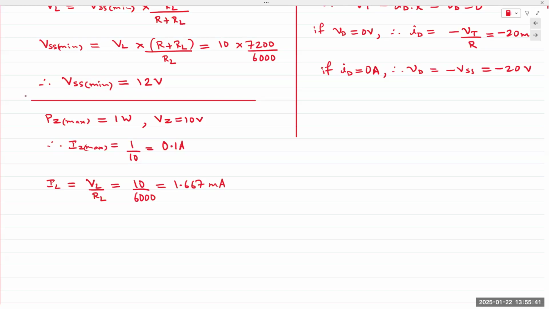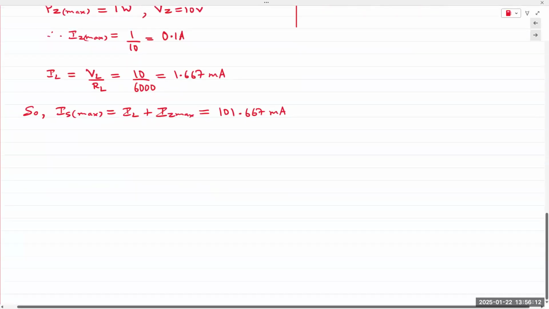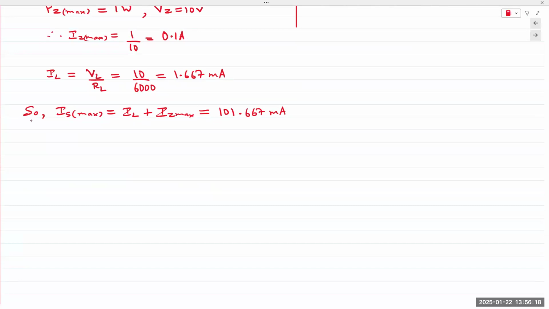Right? KCL. And so IS max cannot exceed IL plus IZ max. That comes out to be 101.667 milliamps. And IS cannot exceed this maximum value. Okay. IS cannot exceed that maximum value.